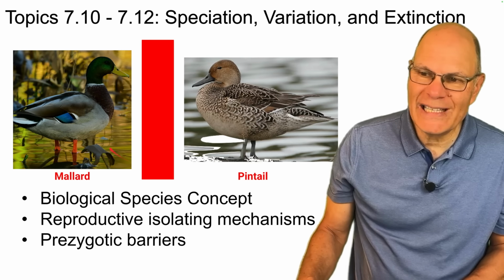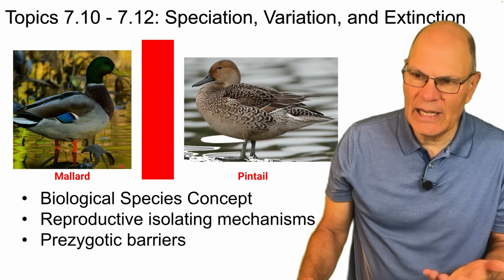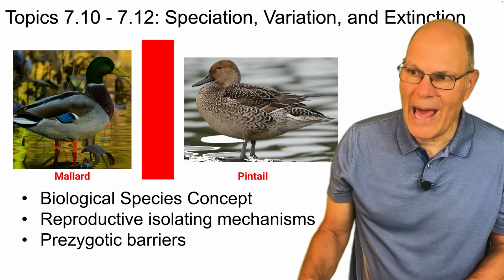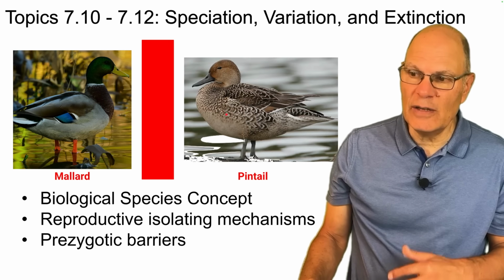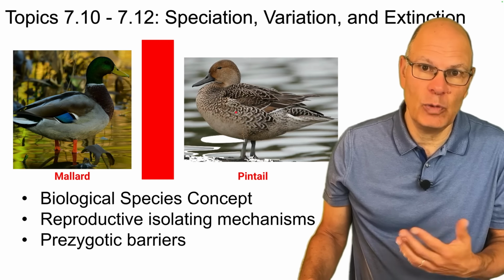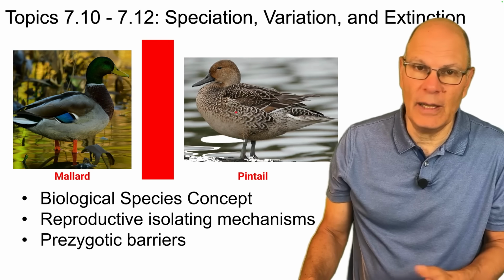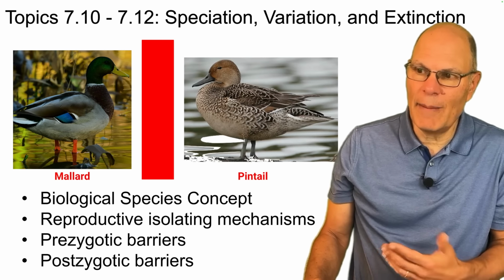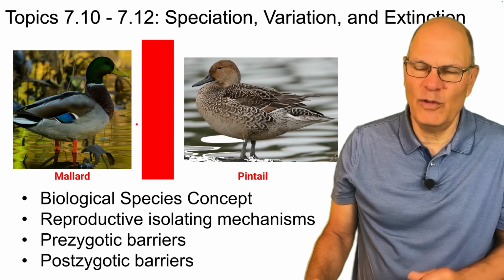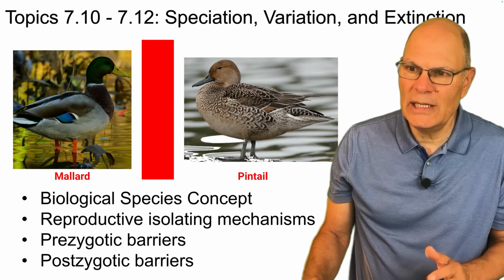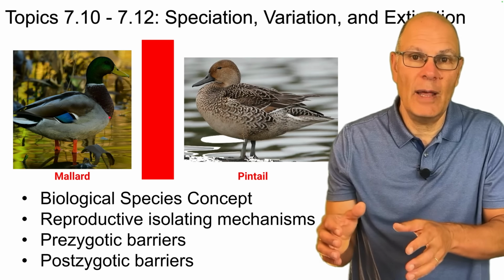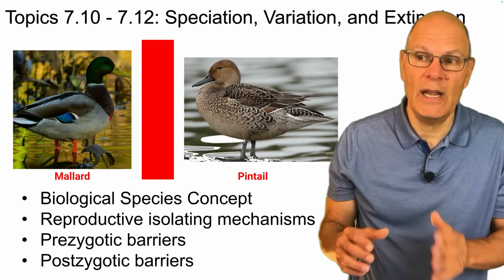Those can be prezygotic barriers that keep a zygote from forming. For example, the markings on this male mallard might make him unattractive to the female pintail, which would make her uninterested in mating with him. That's a behavioral barrier. There are also post-zygotic barriers where if some confusion arose and these two did mate, then the zygote might not be able to develop, or if it did develop, it wouldn't be fertile.